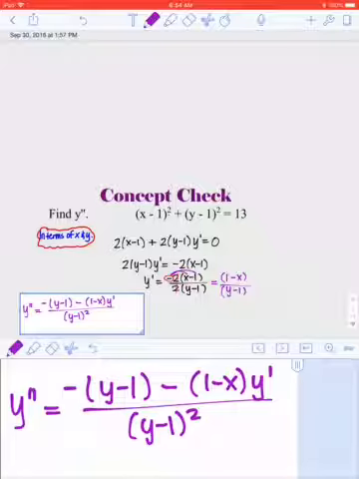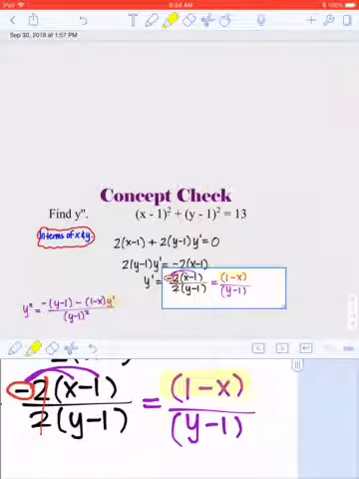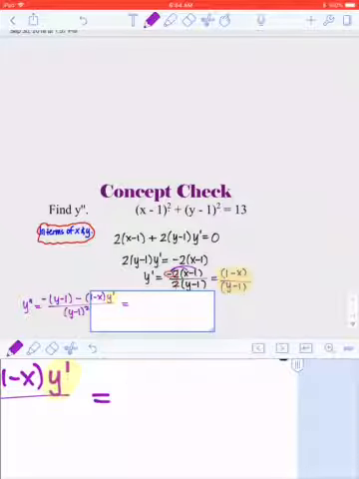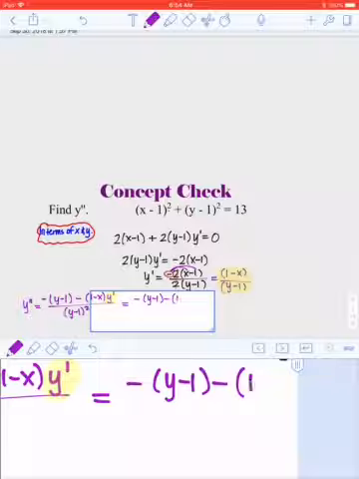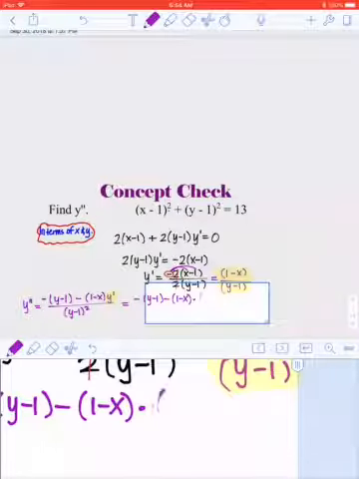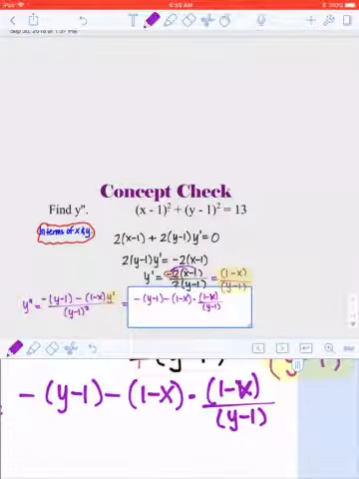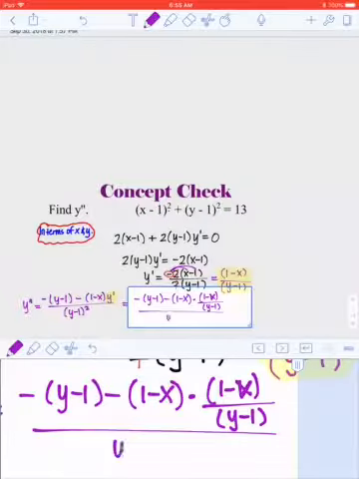And this would be fine except for the directions that it needs to be in terms of x or y. So what I need to remember is this y prime, I actually have a formula for that, right? And it's this. So I'm going to make that substitution down here. The opposite of y minus 1, minus 1 minus x times 1 minus x over y minus 1, all over y minus 1 squared.